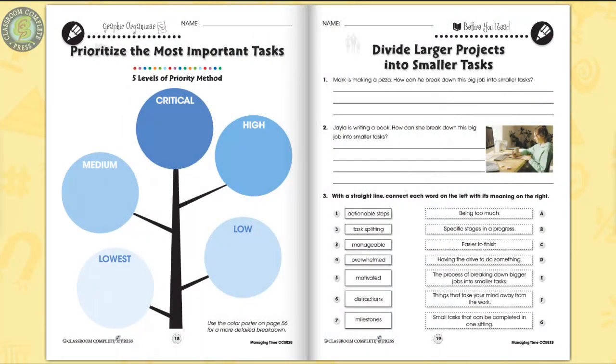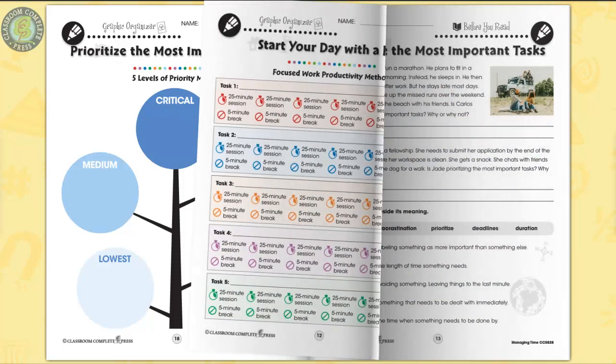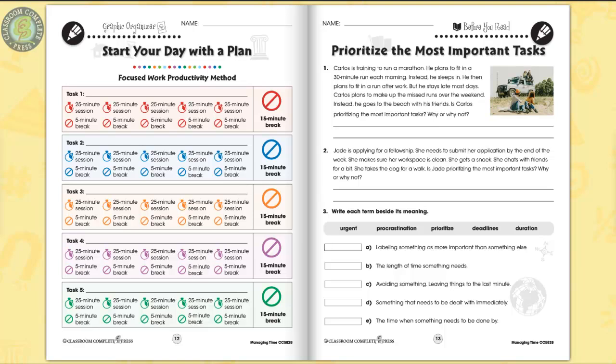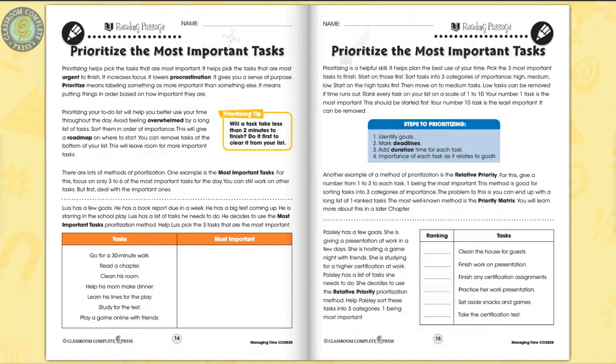Every chapter has a Before You Read section to see what learners already know about the topic, ideal for differentiated learning. Get familiar with the 5 levels of priority as you learn to prioritize the most important tasks. The reading passage is where you'll find all the curriculum content.